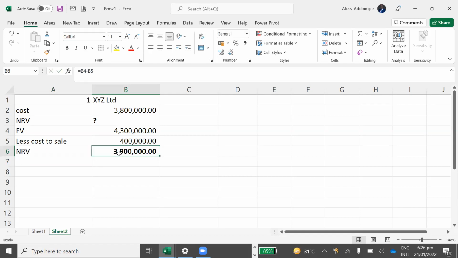According to the question, determine the value of inventory. And to determine the value of inventory to be recognized in your statement of financial position, you need to know the cost, you need to know the NRV, then pick the lower of the two. So this equals this. So let me put a double bracket.